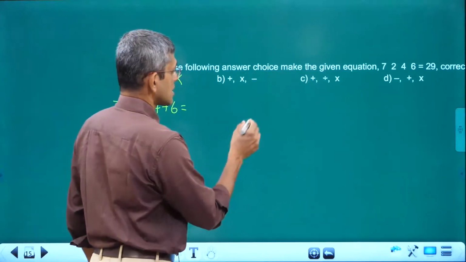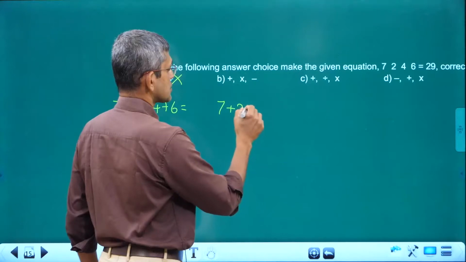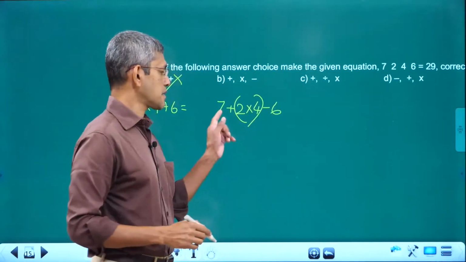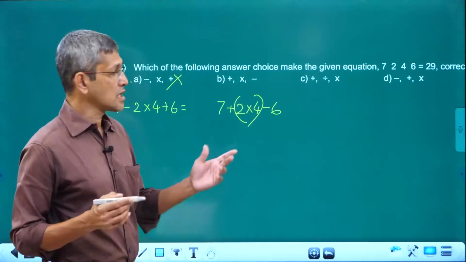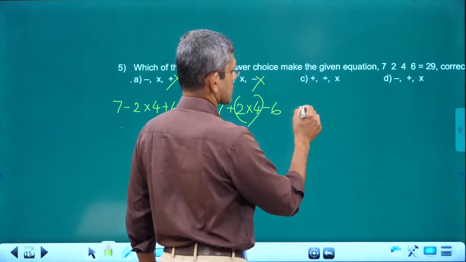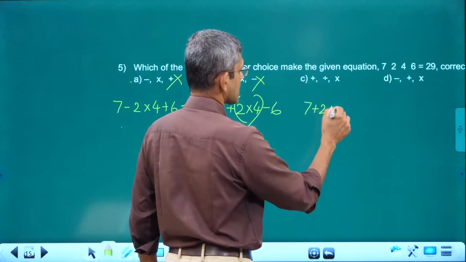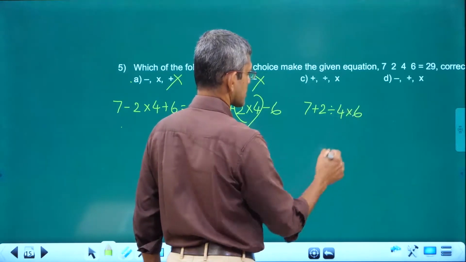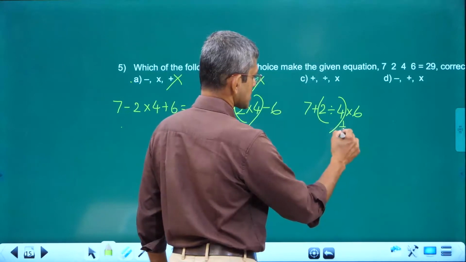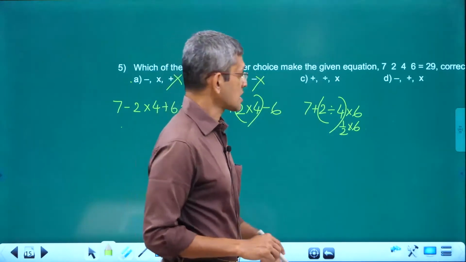Second one, try that. So 7 plus 2 divide into 4 minus 6. So well, 2 into 4 is 8. 8 plus 7 is 15. 15 minus 6. That is not 29. Doesn't work. And how about the third one? 7 plus 2 divided by 4 into 6. So well, ultimately 2 divided by 4 is 1 by 2. 1 by 2 into 6. What you get is 3. 3 plus 7. That cannot be the answer.